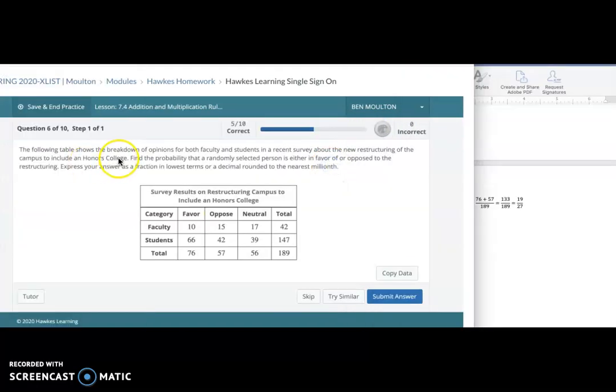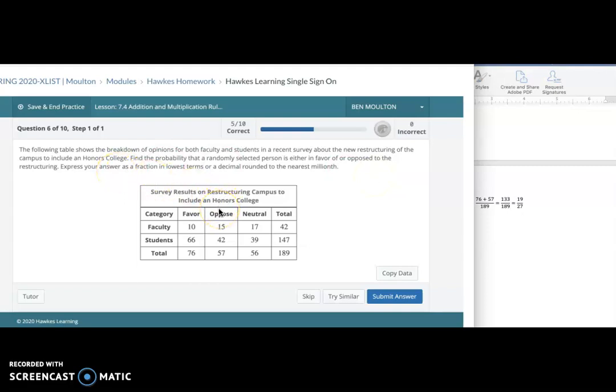The following table shows a breakdown of opinions for both faculty and students in a recent survey about the new restructuring of campus to include an honors college. Find the probability that a randomly selected person is either in favor or opposed. So we got the word or. That means we're going to add our fractions, as we're going to see over here, to the restructuring.